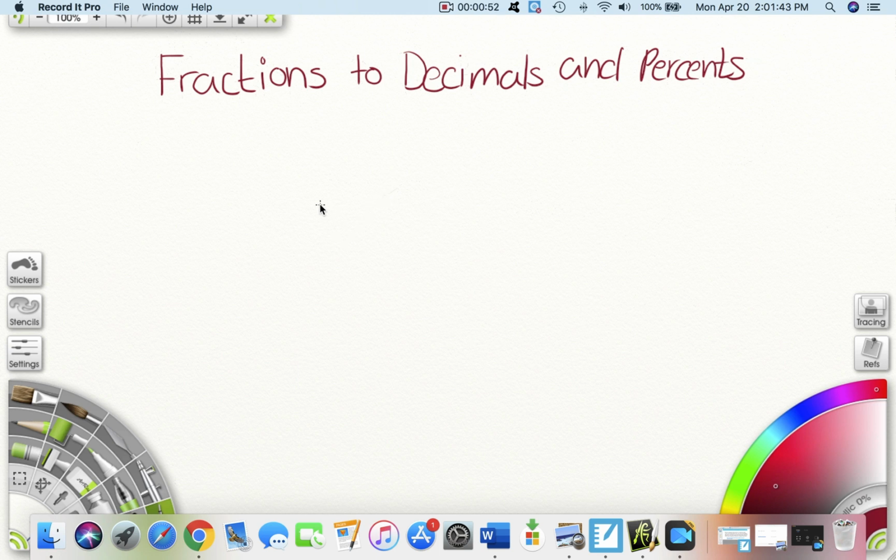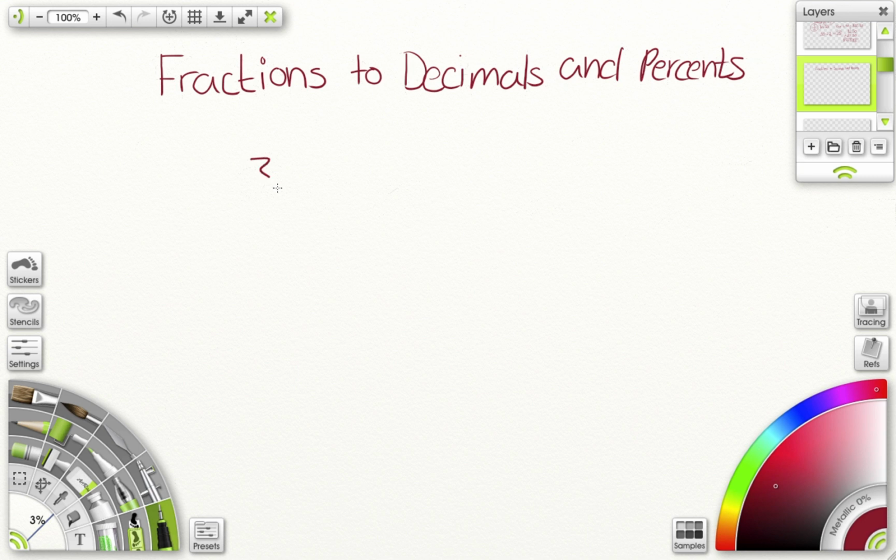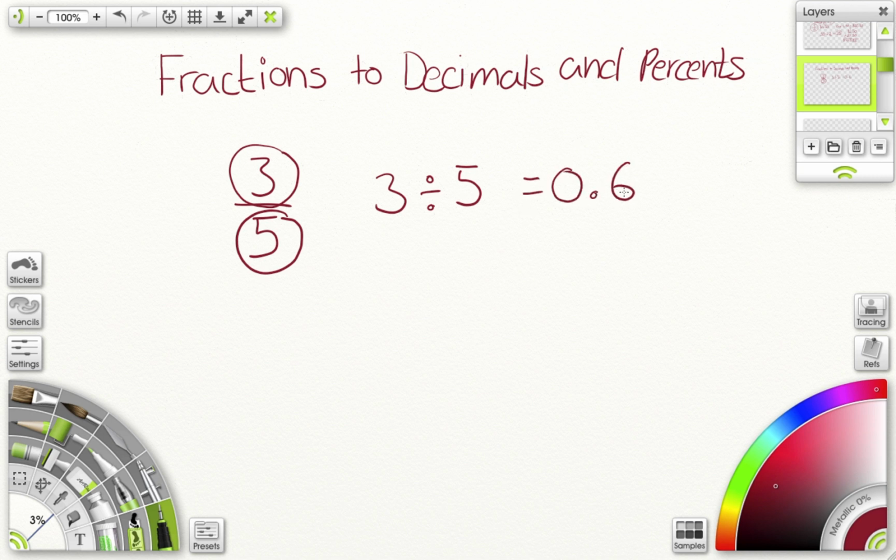So the basic breakdown of converting a fraction to a decimal is if I give you a fraction 3 over 5, to convert it to a decimal, all I do is I take my top number and divide it by my bottom number. So I do 3 divided by 5. So if I punch that into a calculator, because usually you can't do that in your head, 3 divided by 5 equals 0.6.